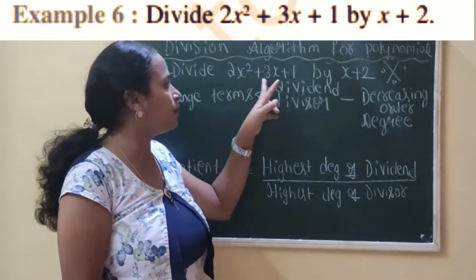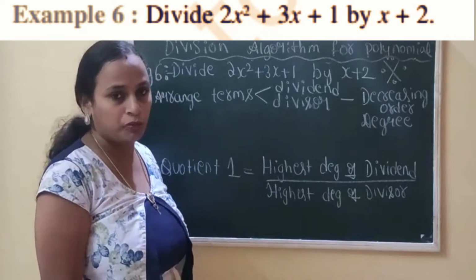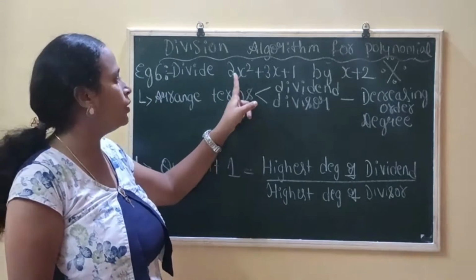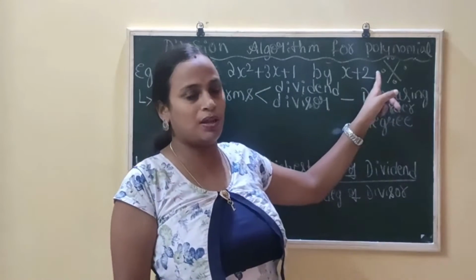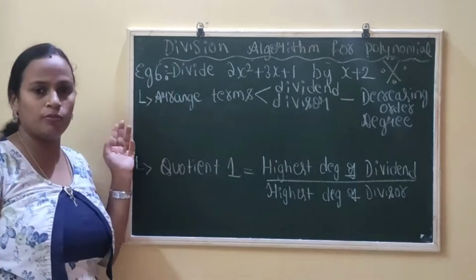Divide 2x square plus 3x plus 1 by x plus 2. This is the quadratic polynomial that they have given, 2x square plus 3x plus 1, divided by x plus 2, which is a linear polynomial. So now how to perform this division?